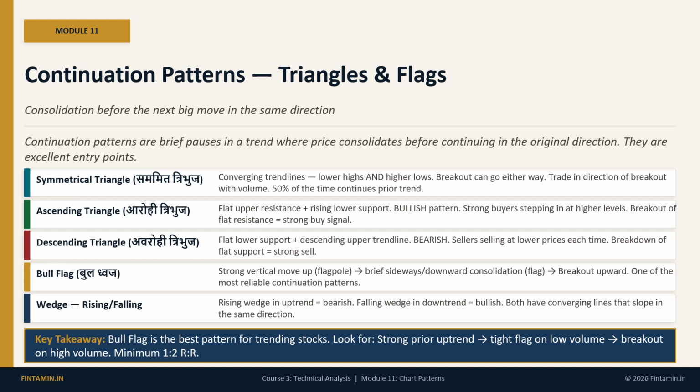Bull flag, one of the most powerful and reliable continuation patterns. After a strong vertical move up, the flagpole, price consolidates sideways to slightly down in a tight, orderly pullback. The flag. This represents low volume profit taking, not genuine selling. When price breaks out of the flag with volume, the next leg up begins. Target equals the flagpole length added from the breakout point.